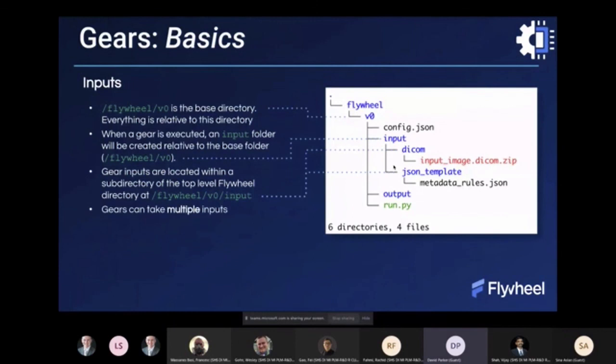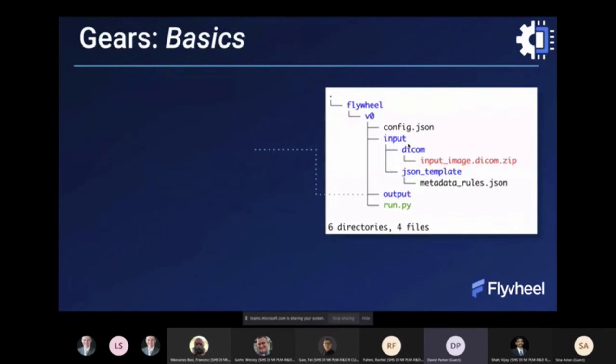Gears can take multiple inputs, as many inputs as you can put in the manifest. It can get a little tedious, but inputs can be optional. So you can specify, if you only need a T1, but if you also have a T2, that's great. You can specify the T1 is mandatory, the T2 is optional. So there are some tools to make these algorithms very flexible. And then there's an output directory.